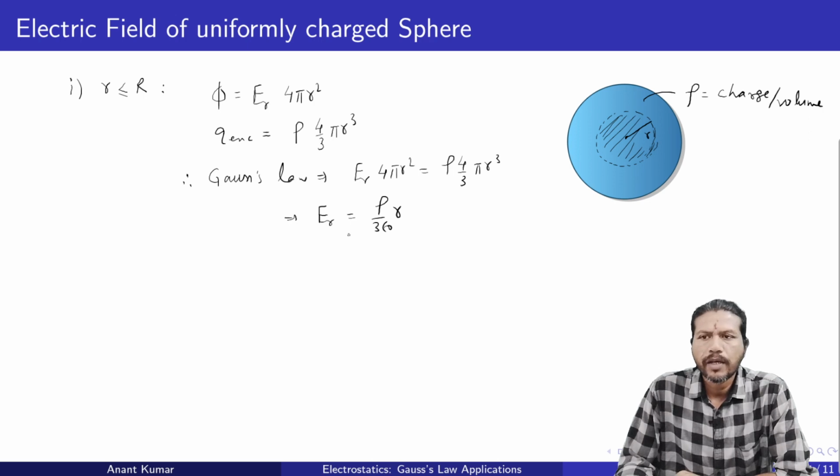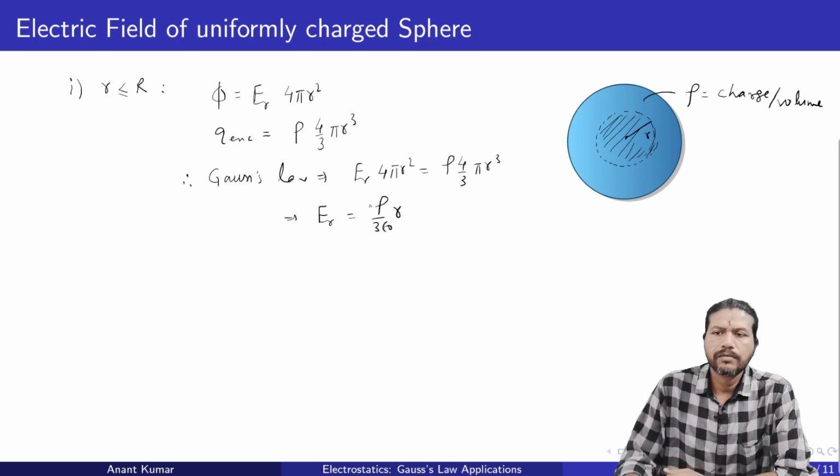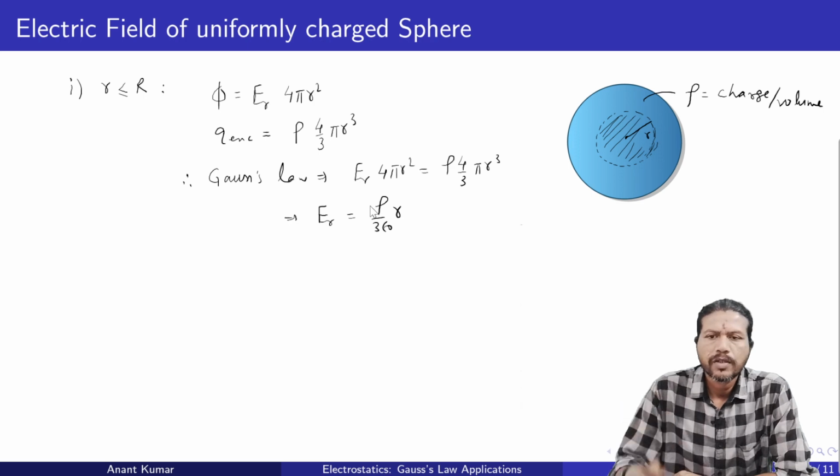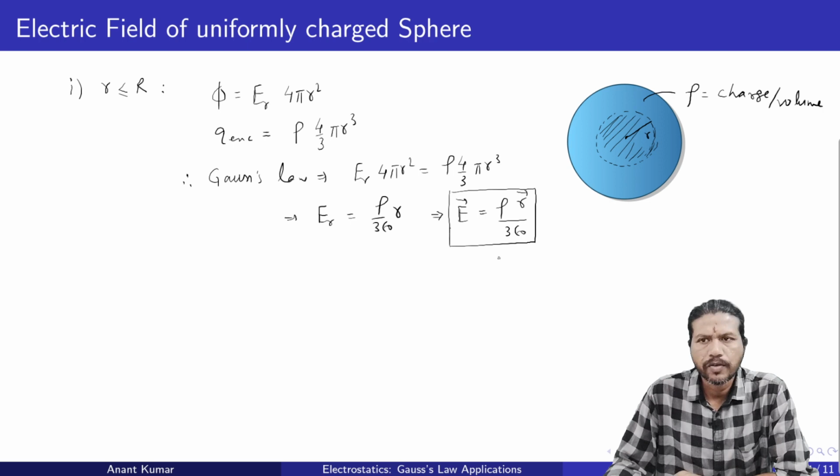Fine. In fact, by noticing that the electric field must be radial, if it's positive charge, it must be radially outward. If it's negative charge, it must be radially inward. So by noting that, we can write down the electric field in a vector form, and that will take the form rho into the position vector r with respect to the center of this sphere, divided by 3 epsilon 0. This is the vector form of the electric field inside a uniformly charged sphere.